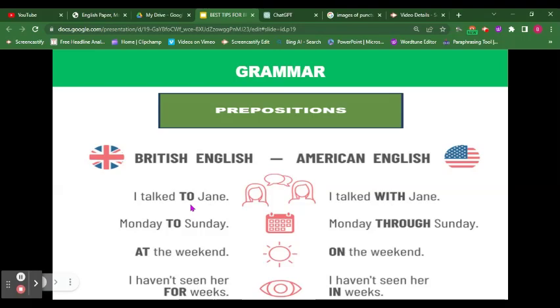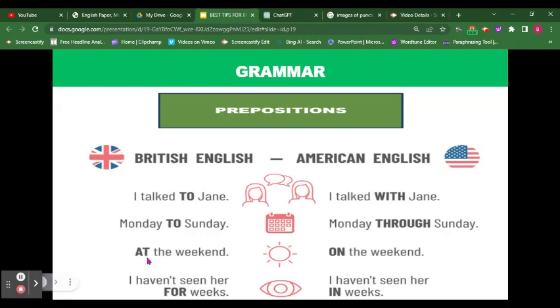British English would say, I talked to Jane. In American English, it is I talked with Jane. I talked to Jane, British. I talked with Jane, American. Then take a look at the use of to, Monday to Sunday, you know, to refer to the duration, Monday to Sunday. In American English, it is Monday through Sunday, Monday through Sunday.